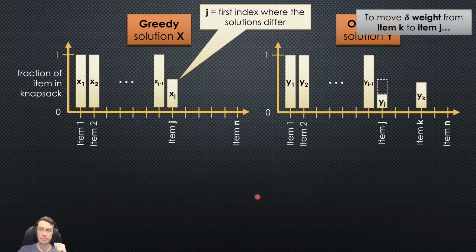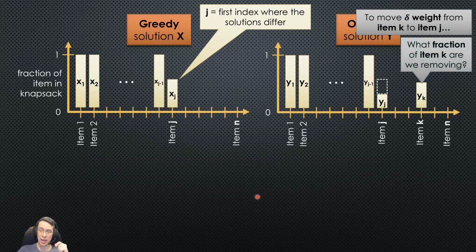we want. So if we want to move delta weight from item k to item j, what fraction of item k are we removing? Delta is a weight, yk is a fraction of item k. So how much should we reduce yk by? Well, delta out of the weight of k, right? We're removing delta weight, and this fraction is some weight out of the total weight. That's how you express this fraction.